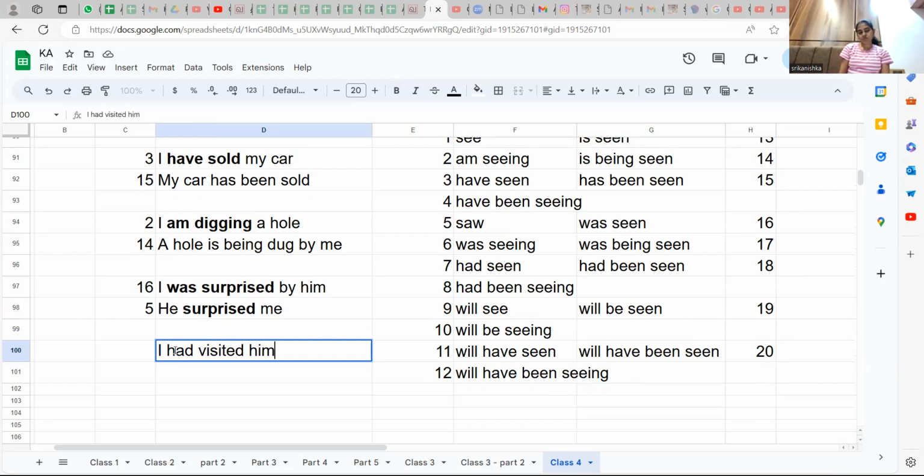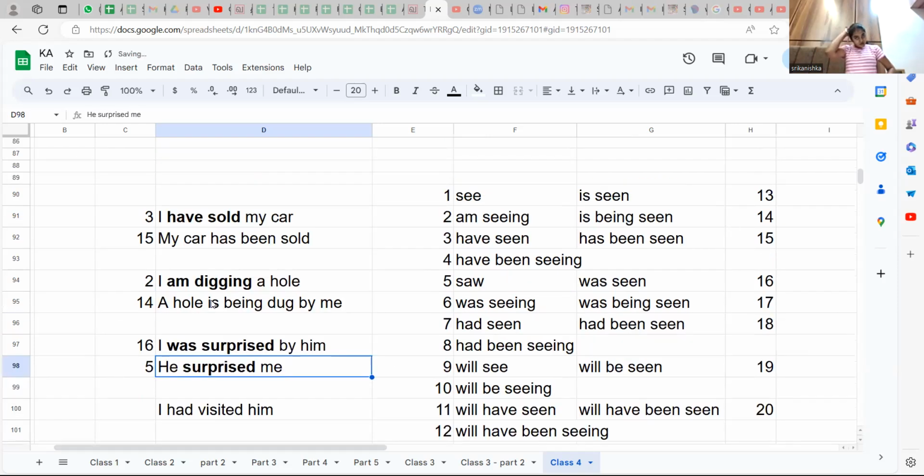I had visited him. You tell me what it is, how you are going to change it. I had visited him. So hope you know the meaning. I had visited, I have gone to his home and visited him. I had visited him. He visited. So now give me the number again, then only you can. You are able to see that, right?